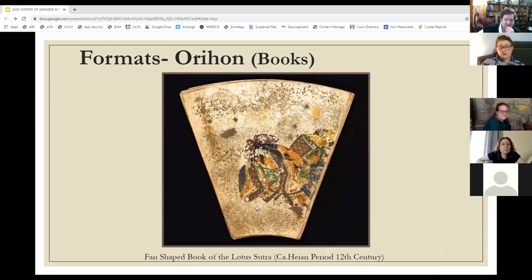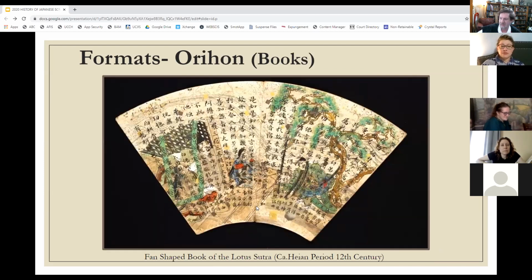This is a fan-shaped book of the Lotus Sutra. This is from the Heian period, from the 12th century. This is that book opened up. This is like a butterfly binding.